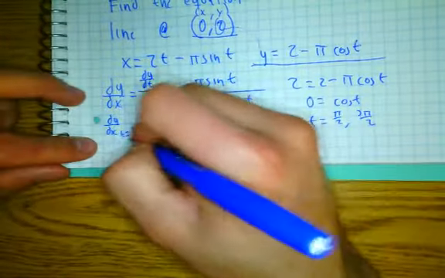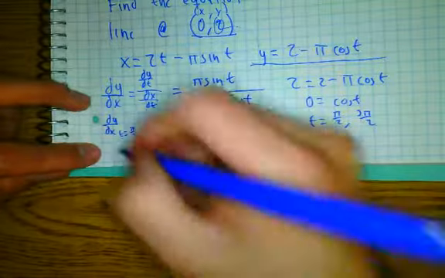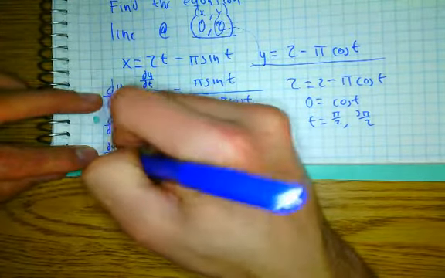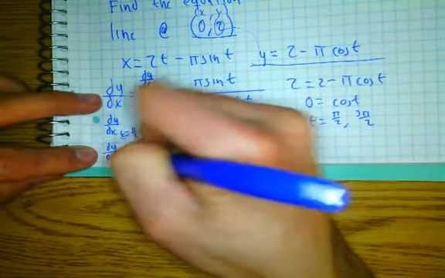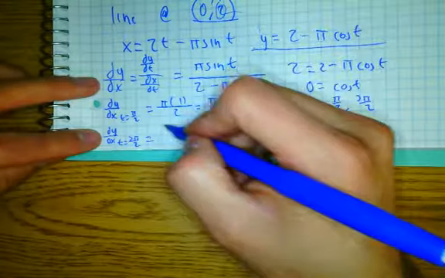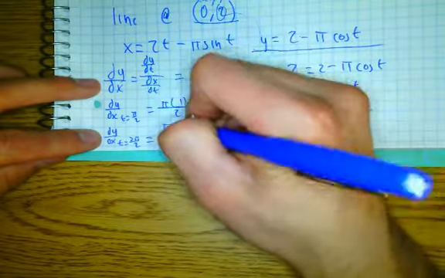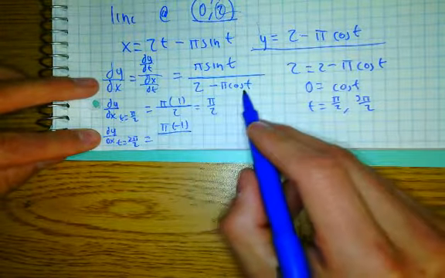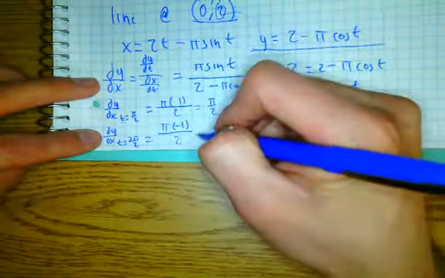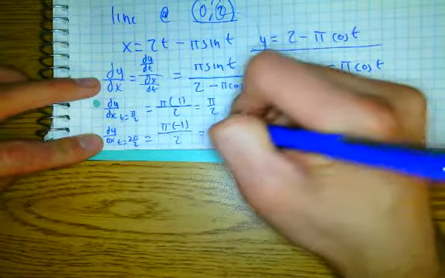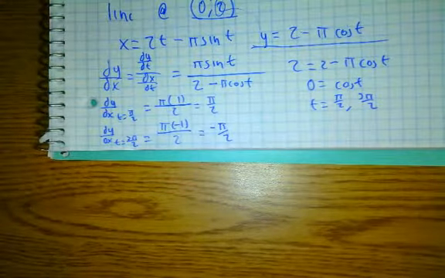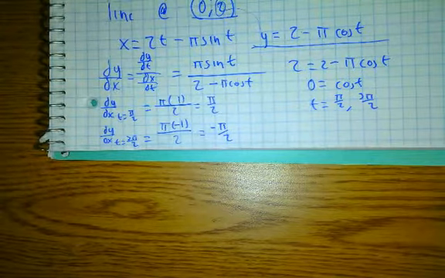And when t is equal to 3 pi over 2, we have pi times, well, the sine of 3 pi over 2 is actually negative 1. The cosine of 3 pi over 2 is still 0, so we're still over 2, but this time it is going to be negative pi over 2. Notice how it's technically the same slope, but one of them is negative. Okay?